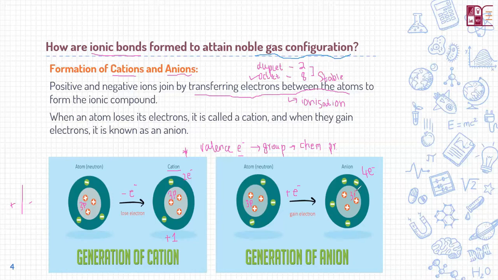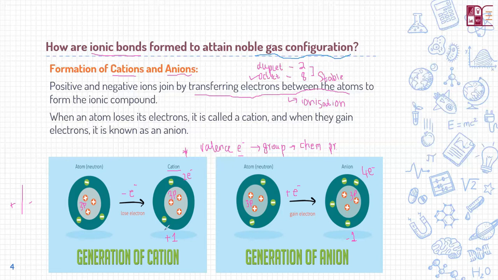It still has three protons inside. So this means three positive charges and four negative charges, which means one extra negative charge. So one extra negative charge is going to give it minus one charge. If it's going to be two extra negative charges, it's going to become minus two. If it's going to be three extra negative charges, it's going to become minus three.